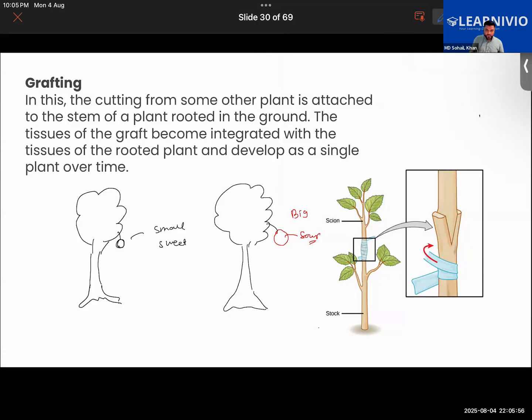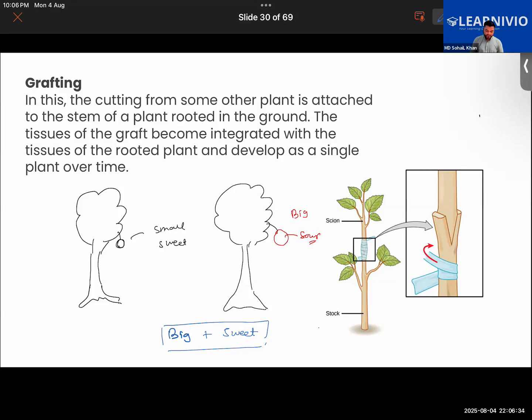So what kind of fruit is desirable? A fruit that is big plus sweet would be very desirable to us, no? Yes or no? Bigger in size, but sweeter also. So how about I join these two plants? Is there any possible way of joining them? Yes, there is. I will take half of both plants and join them together.